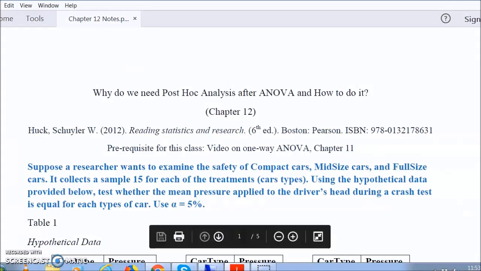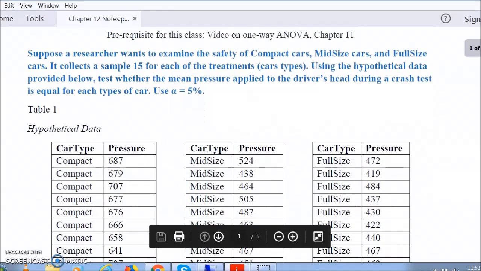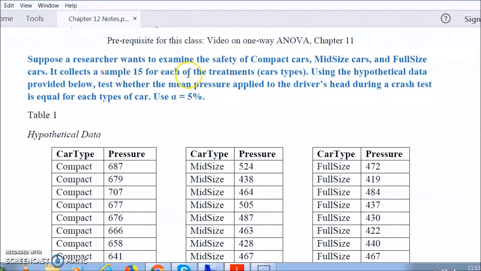Suppose we have an experiment in which we want to examine the safety of compact cars, mid-size cars, and full-size cars. Here, what is our independent variable? Our independent variable is the type of car, whether it is compact, mid-size, or full-size. So it is one independent variable, and there are three groups. We collect a sample of 15 for each of the treatments. That means each of the car types has 15, so our total sample is going to be 45.